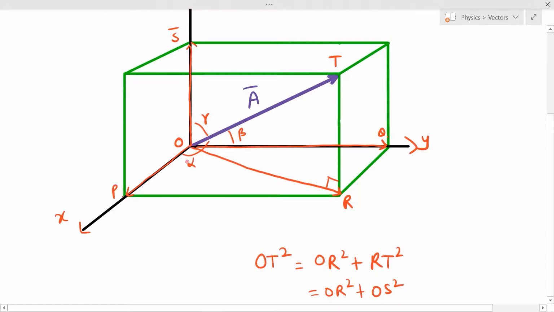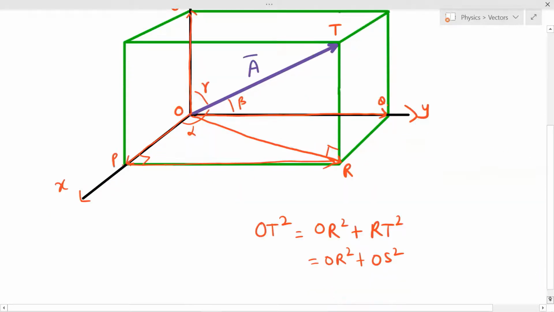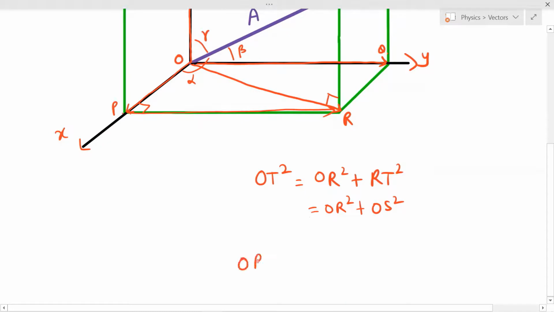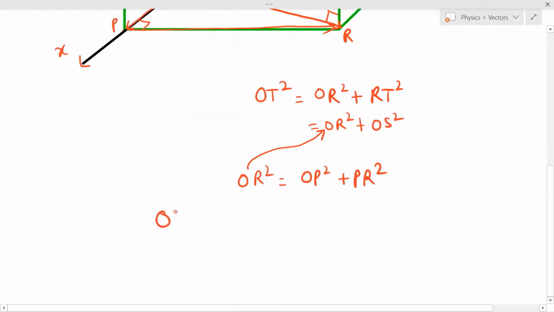OR square is OP square plus PR square. Why? Because this is a 90-degree angle, and by Pythagoras theorem, OR square will be OP square plus PR square. Now let's substitute OR square here. So what I will get is OT square is equal to OP square plus PR square plus OS square.